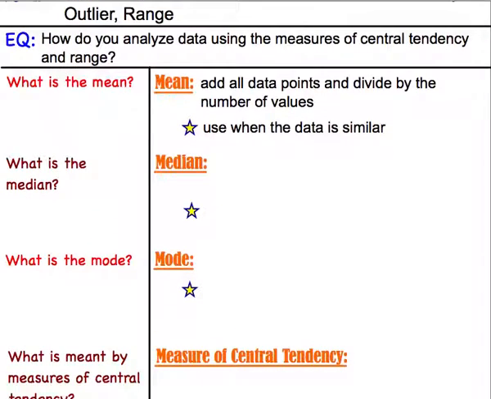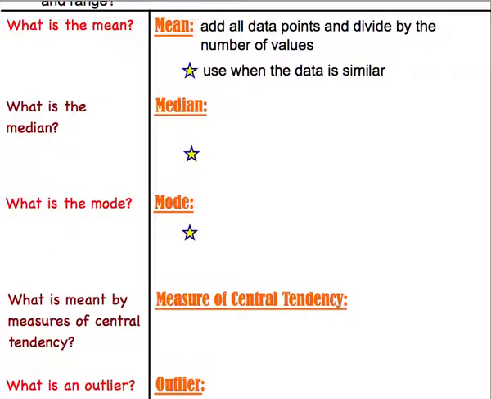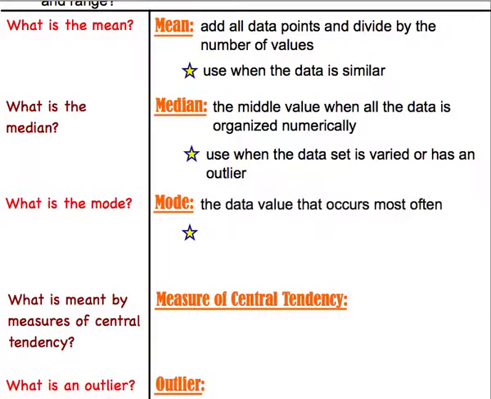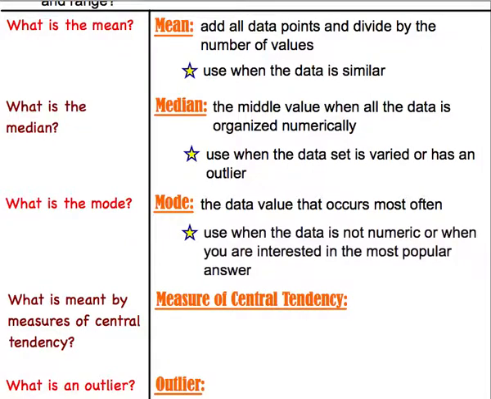Our median sounds just like it is. It is that middle value when all of the data is organized numerically. And this is going to be used mostly when the data set is varied or has that outlier. We're going to talk about an outlier in just a second. Our mode is that data value that occurs most often. And we don't typically use this very often as our measure of central tendency unless our data is not numeric or when we're interested in the most popular answer.